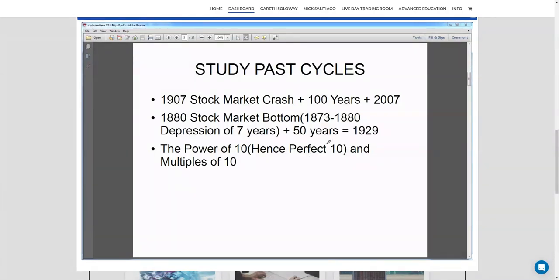All right, let's take a look next, the power of 10. All right, 100-year cycles, 10-year cycles, multiples of 10s are very, very important. How about 70 years? You think 70 is important? Absolutely. Oh yeah, 70 is extremely big time important, not even regular important. 70 is incredibly important. All right, very, very important number.